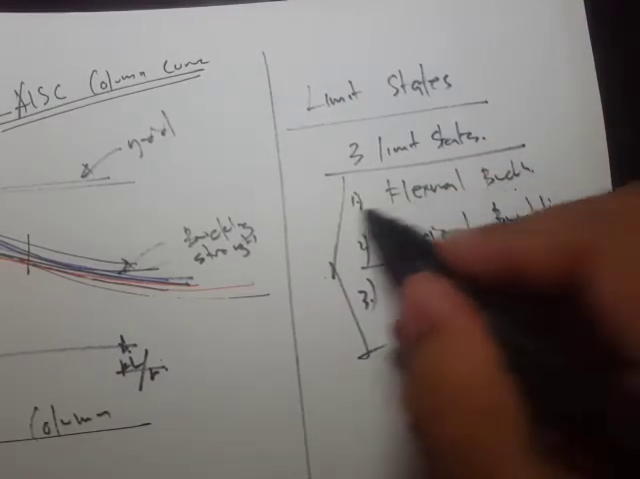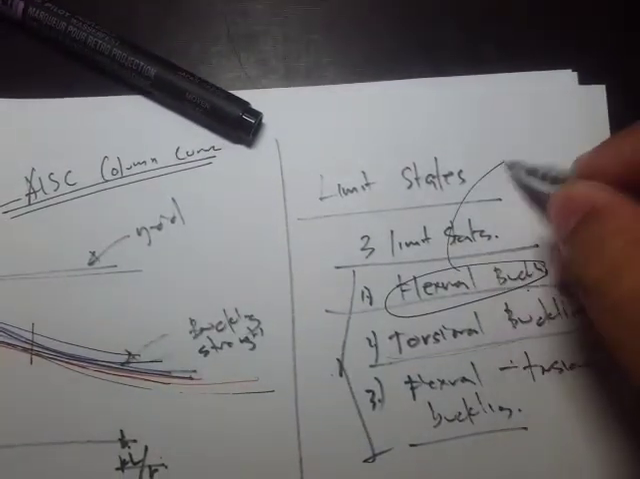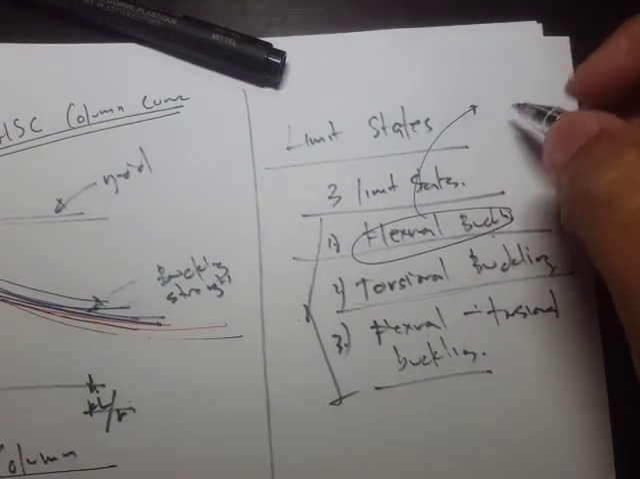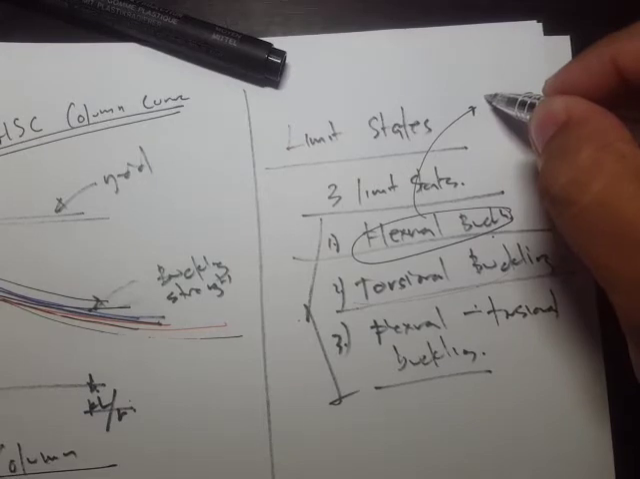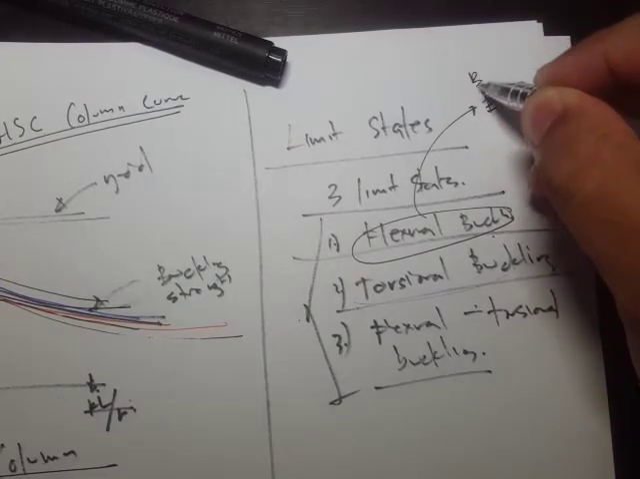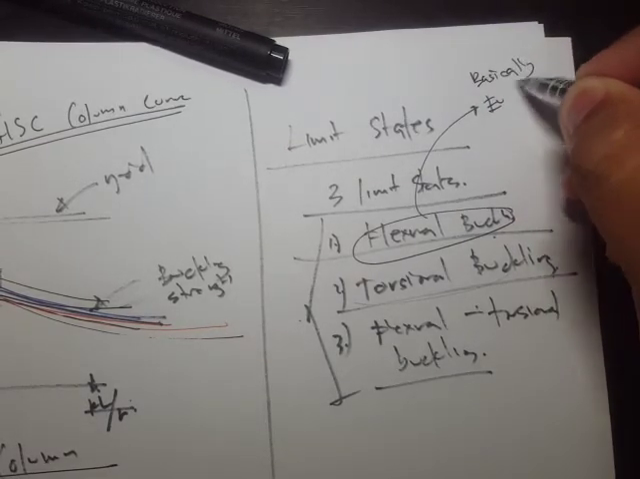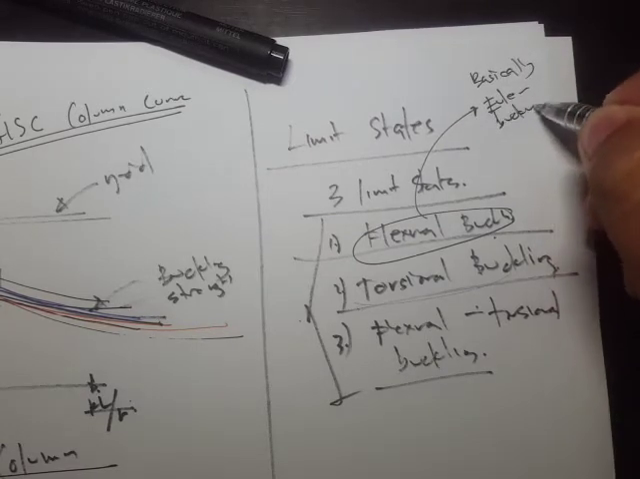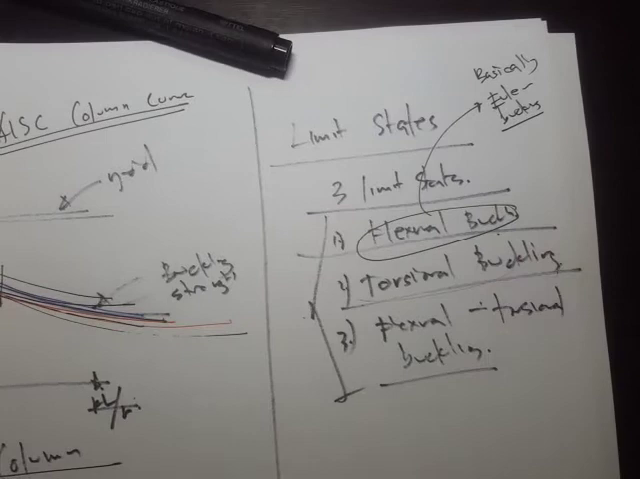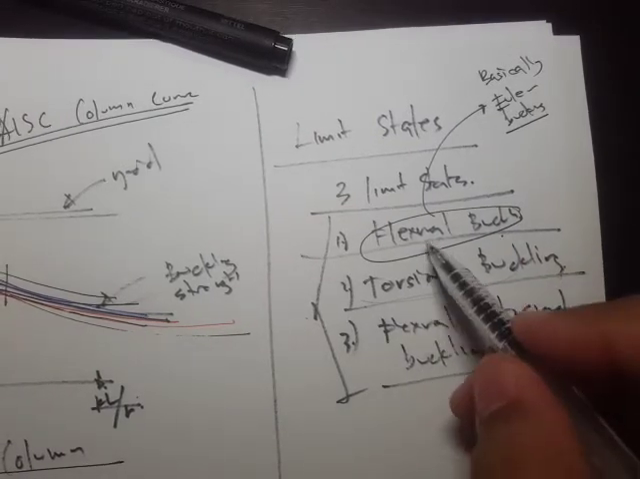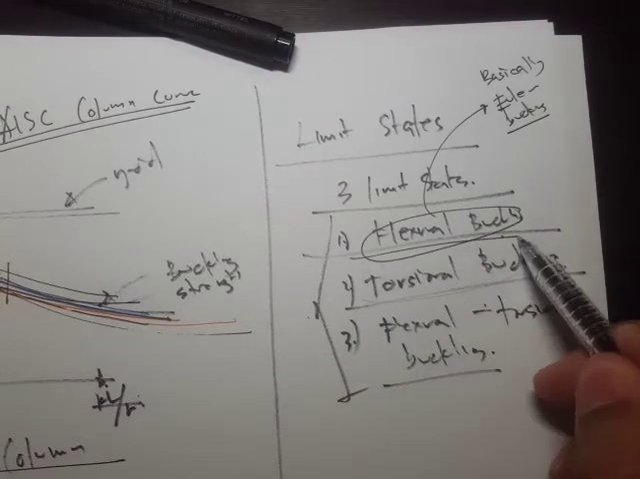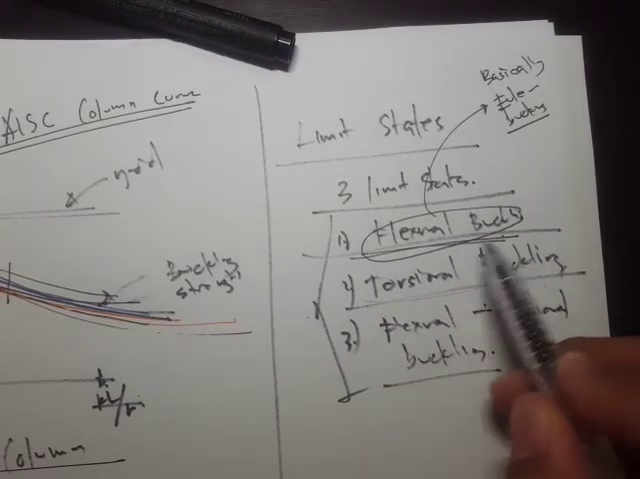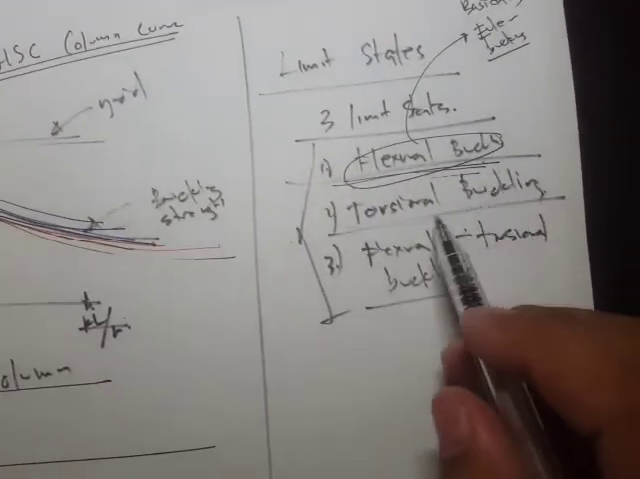Okay, so the flexural buckling is what we have discussed earlier. This is basically the Euler buckling. So if you have a slender column, a long and slender column, then under the compressive force, it fails. It can fail this way, the flexural buckling.